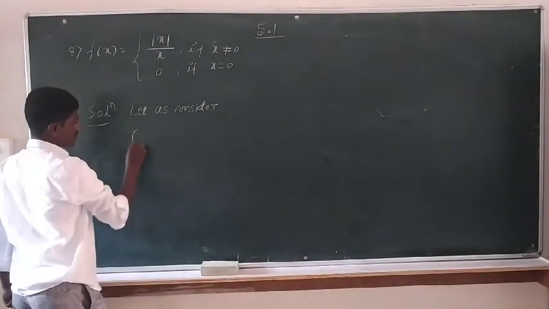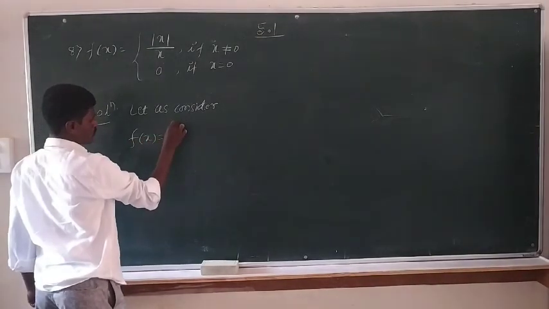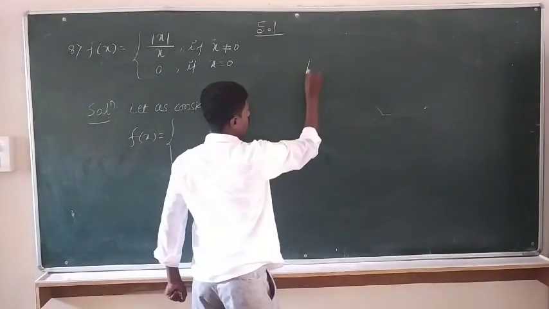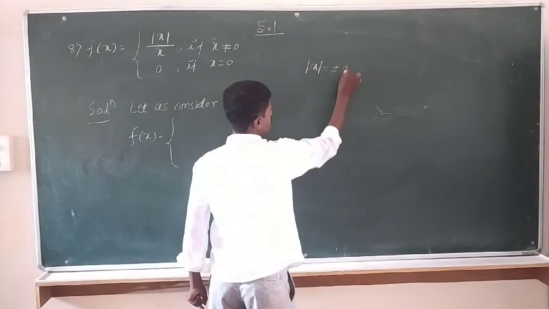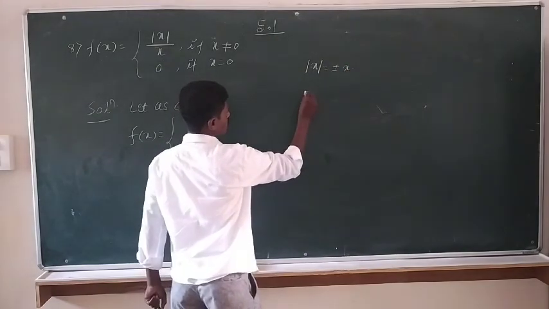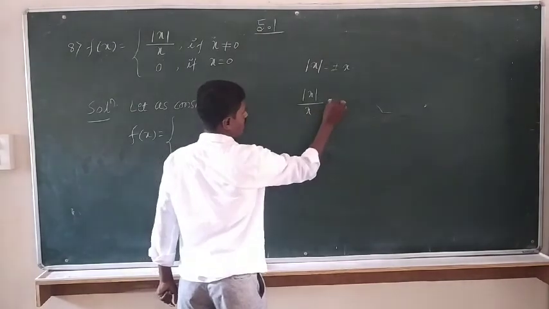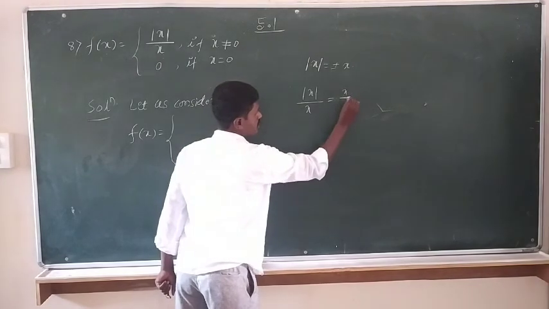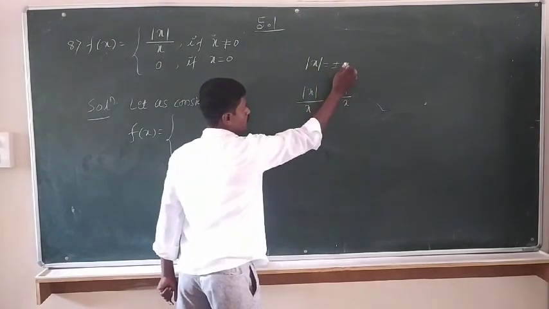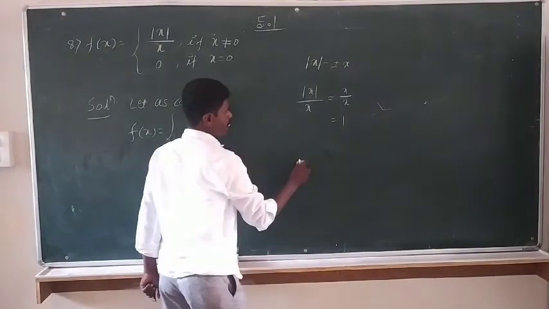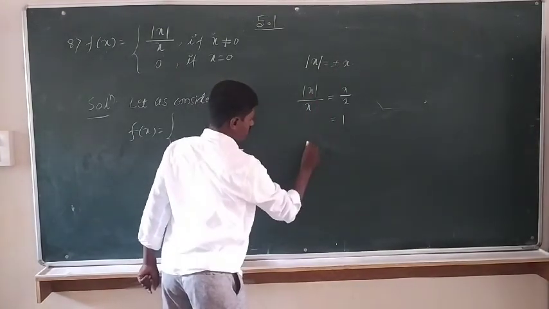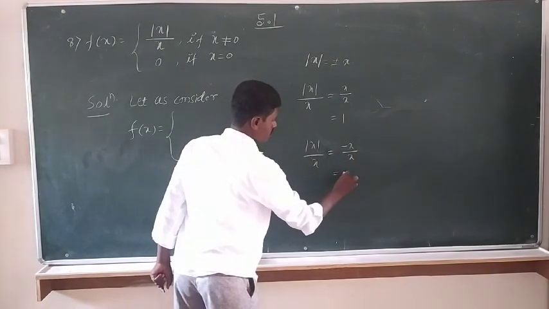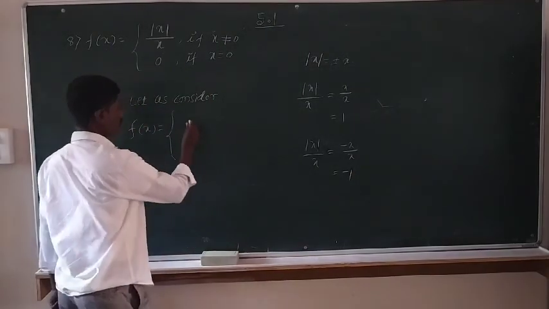the function f of x equals... So convert this function into standard form. We know that modulus of x equals plus or minus x. So the function is modulus of x divided by x. When we take only plus x, that is x by x, modulus of x equals only plus x, that is 1. When you take minus x, modulus of x divided by x equals minus x divided by x, this is minus 1. So we have two values.